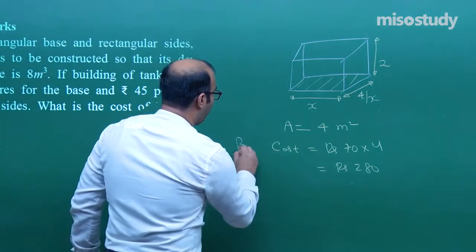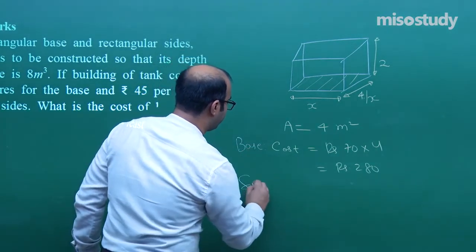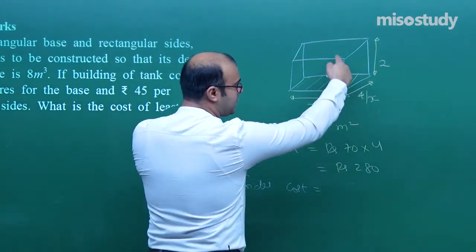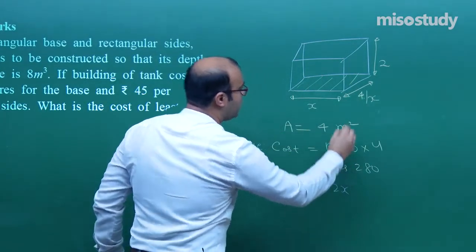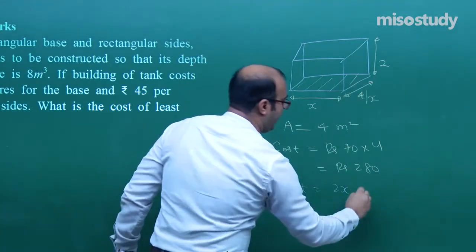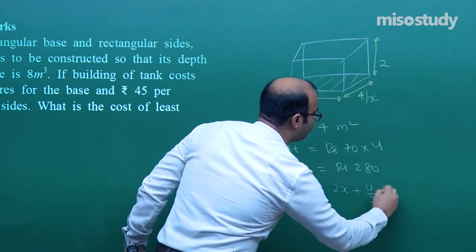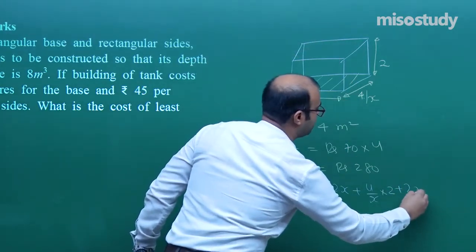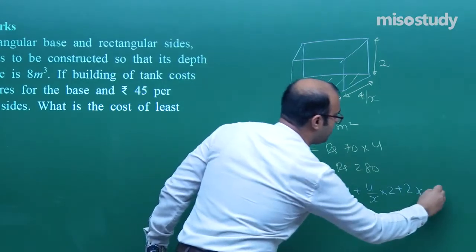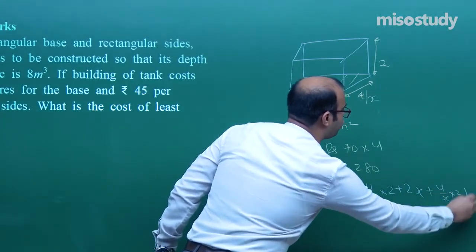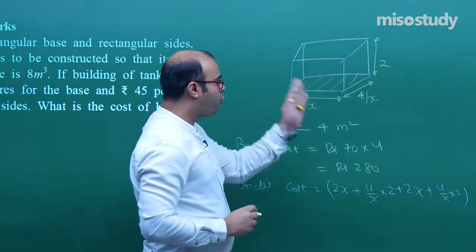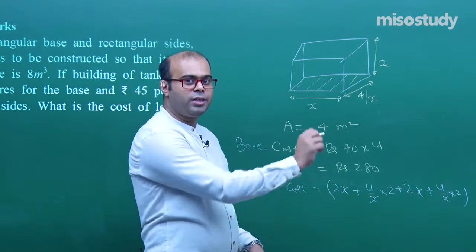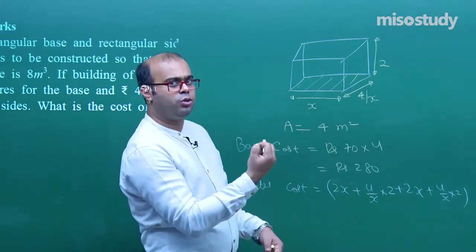For the sides, let us see what will be the cost. So this side, this is x, this height is 2, so 2x, and this side it is 4 by x into 2, back side again 2x, and this side, left side, is again 4 by x into 2. So this is the total area of the 4 sides, 1 side, 2 side, 3 side, 4 side. Length into height plus breadth into height plus length into height plus breadth into height.